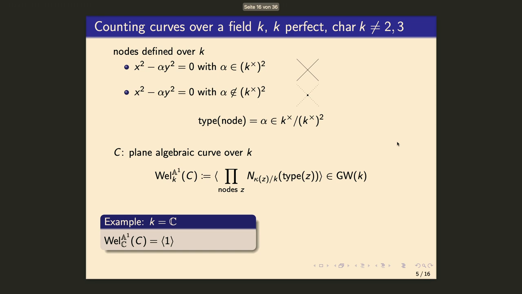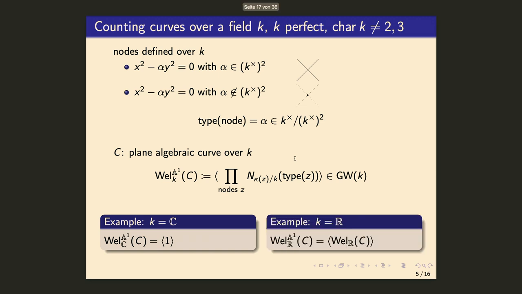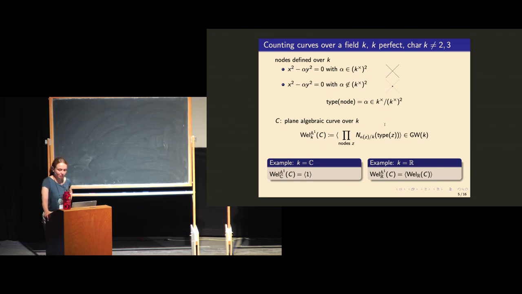So let's look at some examples. If k is the complex numbers, then there are no algebraic field extensions of k, so we don't have to take any norms. And for the type of z, everything will split, so the type of z will always be 1. And here, the next example is supposed to show you that this really generalizes the real definition from before. If k is the real numbers, then we could either have the nodes defined over R or C. If the nodes are defined over R, I already told you that the type is the same as before. And if it's defined over C, then the type is just 1, and if I take the norm, really nothing changes. So this really agrees.